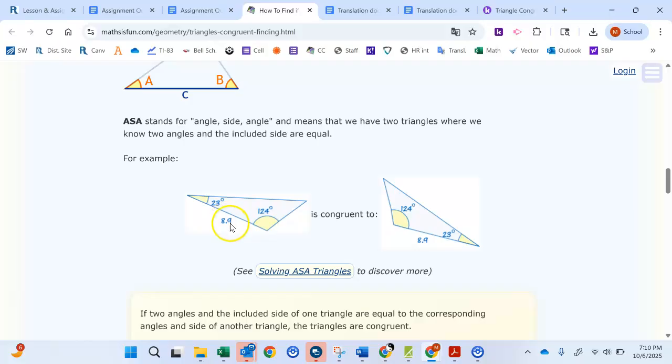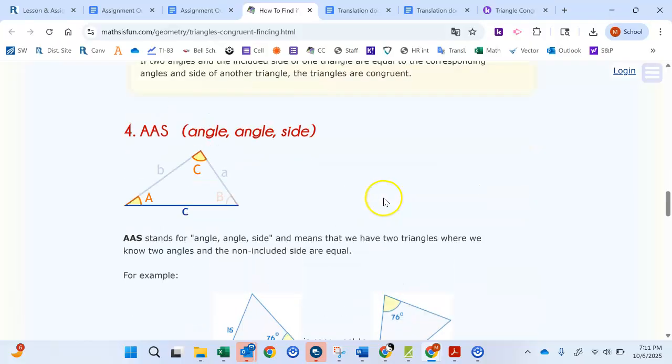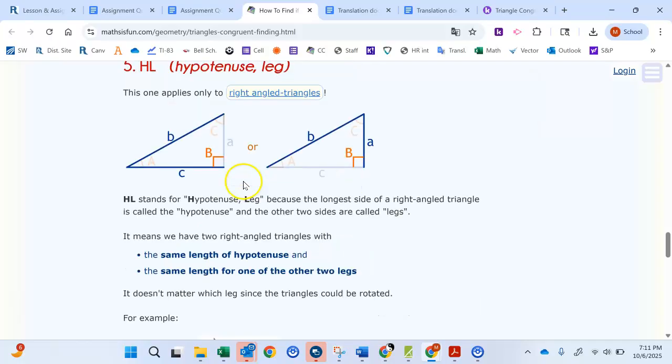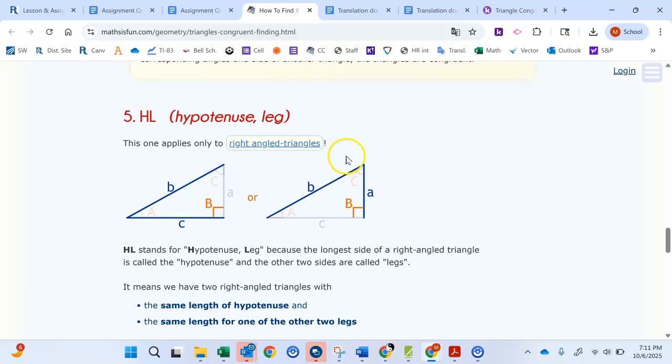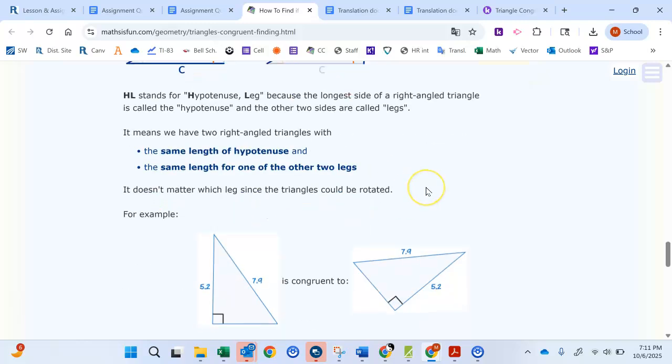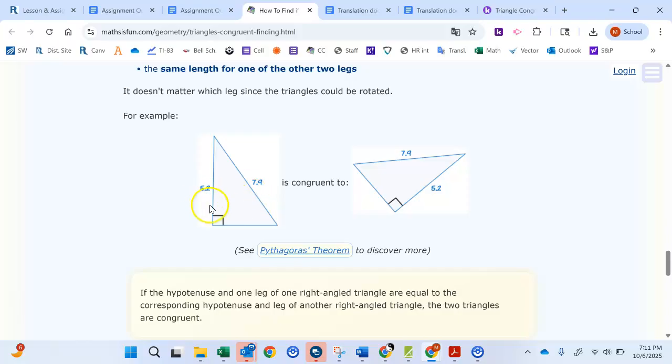Angle right here, side in between it, the angle's there. Okay, and finally, angle, angle, two in a row, and then the side. Okay, if you have a right triangle, it could be this one right here. So you could have hypotenuse and a leg. So if they've got the hypotenuse is the same and one of the legs is the same, then it is congruent. See? So you got the 7.9 is the hypotenuse.